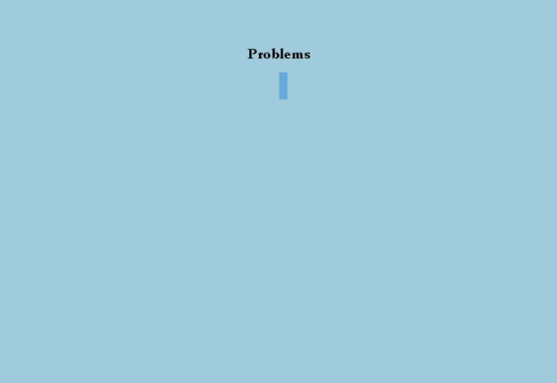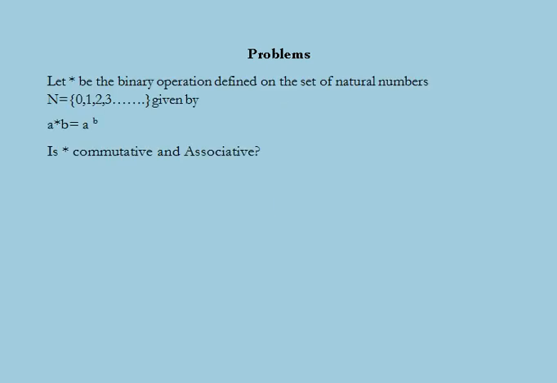Finally, we are going to discuss a numerical problem based on the binary operation of the given function. Now here we have a problem that states: let star be the binary operation defined on the set of natural numbers, which is given as n equal to 0, 1, 2, 3 up to infinity, and the binary operation is given as a star b, which is equivalent to a to power b. And here we are required to find whether the binary operation, that is a to power b, is commutative or not, and also whether it is associative or not.